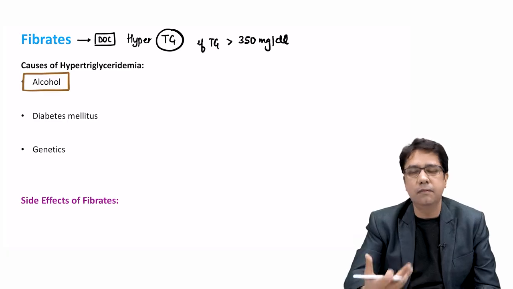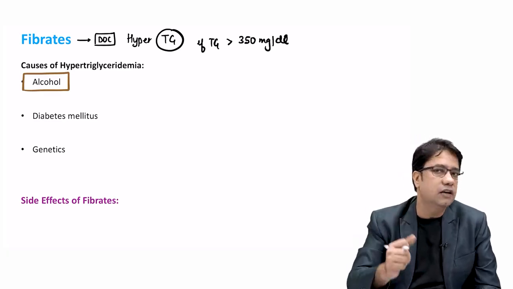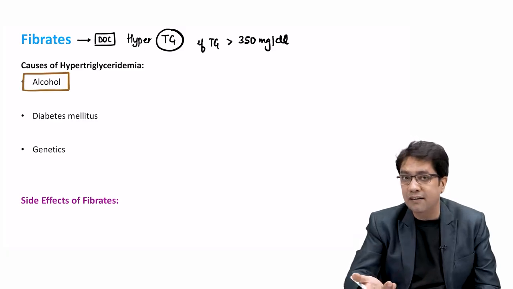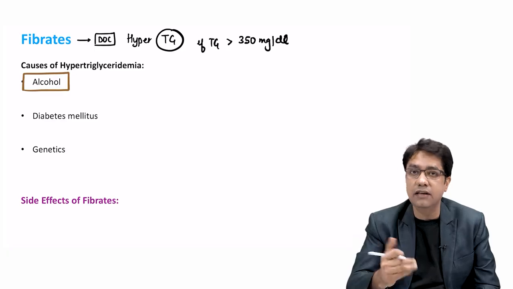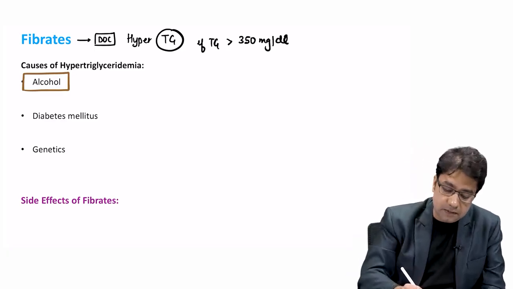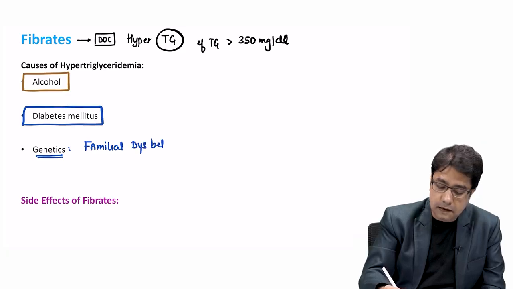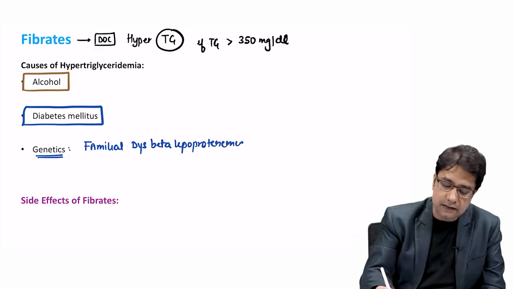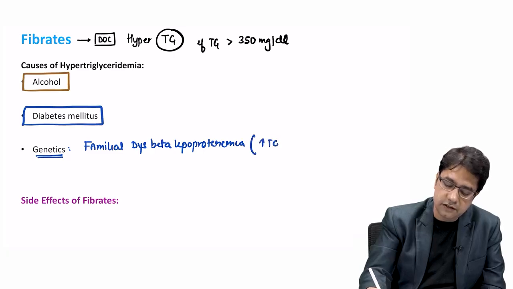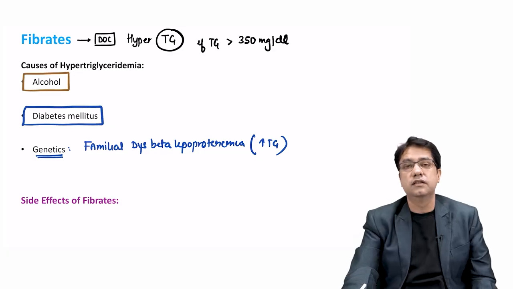If you drink alcohol, the blood triglyceride level increases, and you must have learnt that alcohol damages the pancreas because of one of the reasons, increase in triglyceride level. Diabetes mellitus also increases triglyceride level. And a certain genetic cause of increase in triglyceride level is familial dysbetalipoproteinemia. In this condition, the triglyceride levels are genetically increased, and everywhere the drug of choice is fibrate.